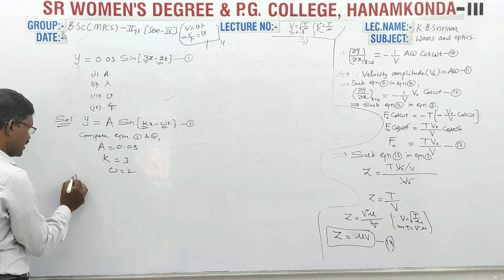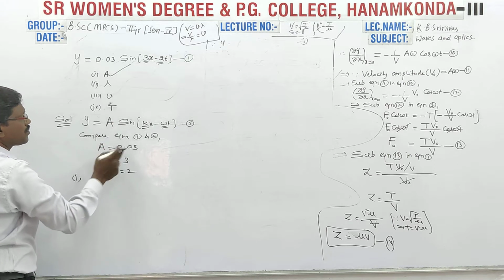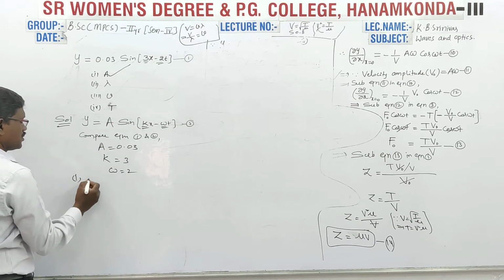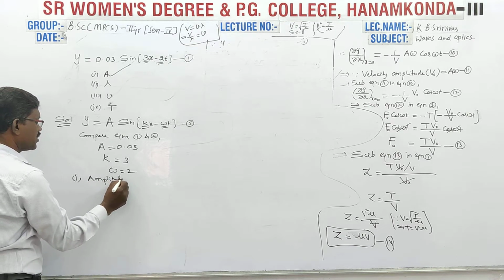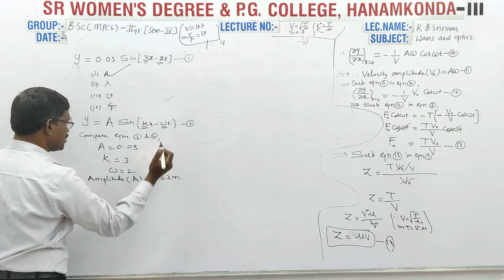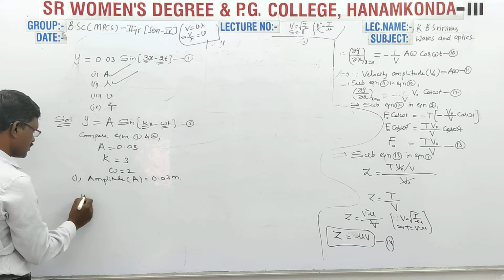So the first value is amplitude only. The amplitude I have already calculated as 0.03 meters. So the first answer, amplitude, its value is 0.03 meters. Coming to the second one, that is wavelength.